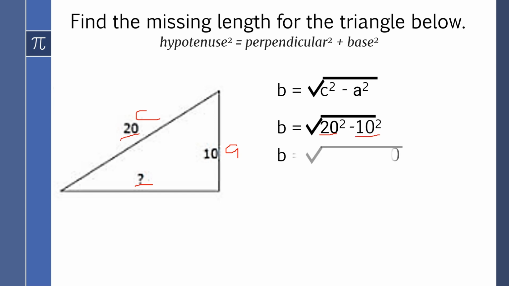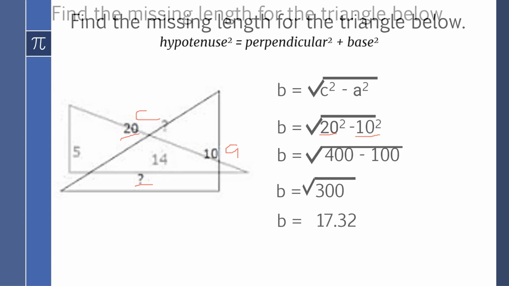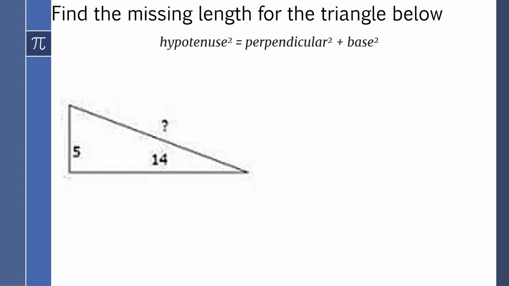20 times 20, or 20 squared, is 400. 10 times 10, or 10 squared, is 100. Then we subtract those two, and we get 300. You put that in your calculator, take the square root of it, and you get 17.32. That is the length of our base. Right, so far, easy. One more.